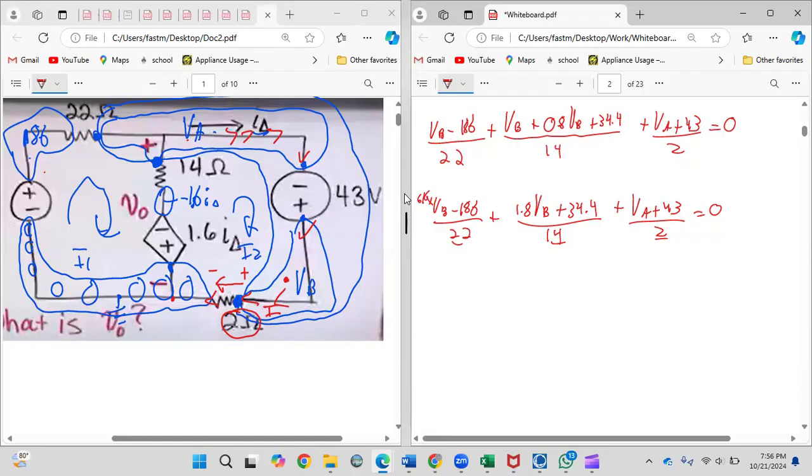So when you multiply it out, you end up with 28 VB minus 5208. Then you have plus 79.2 VB plus 1513.6. And you have a VA, which is an issue, but I'll sort out that just now.